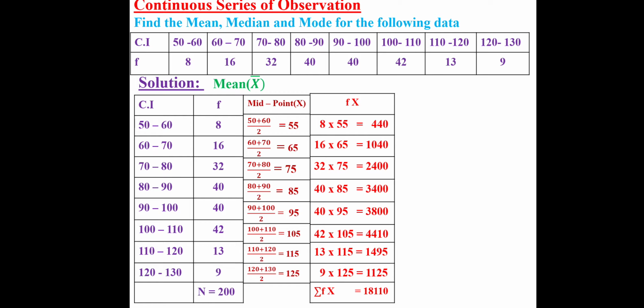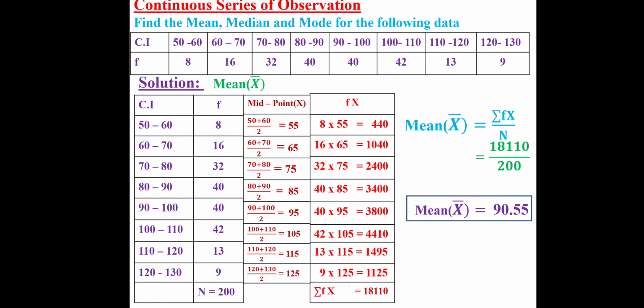So the total of the fx column is 18,110. So these are the values we found. Then the mean formula will be written. Substitute 18,110 divided by 200. Then simplify, 90.55. So we'll get the mean value.